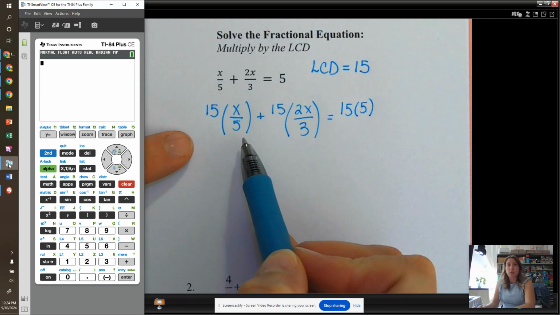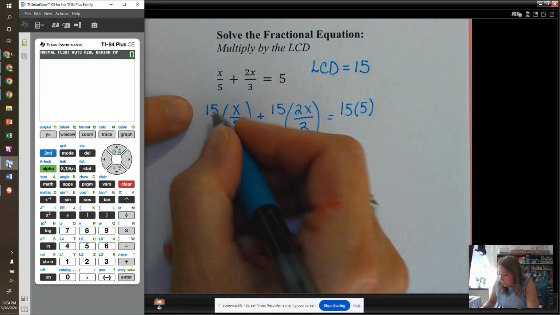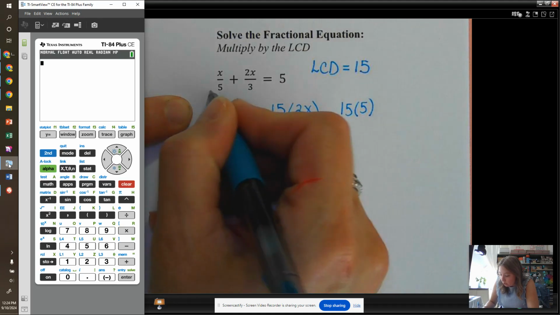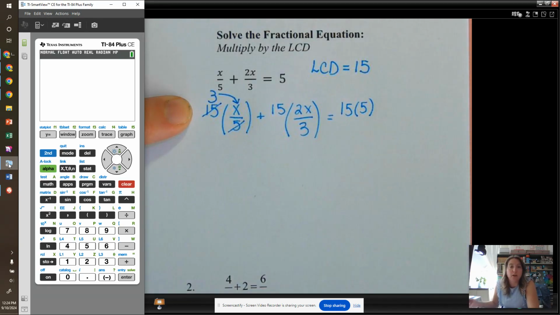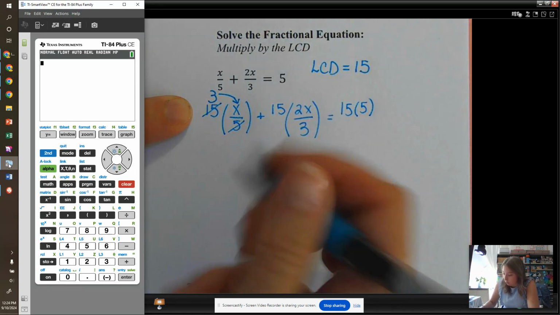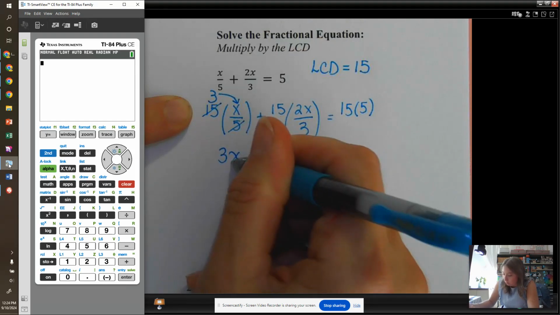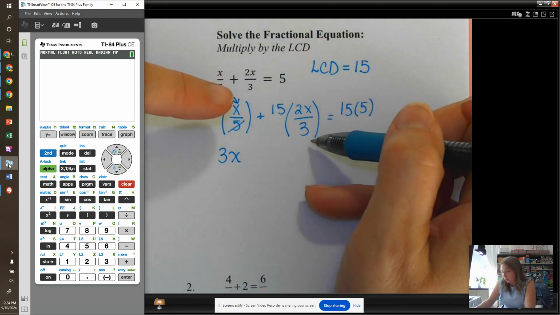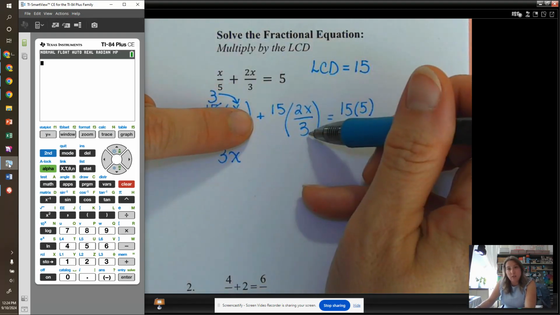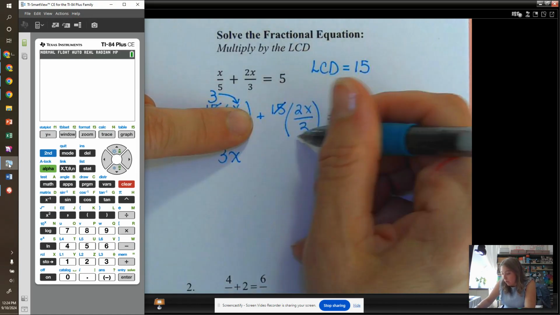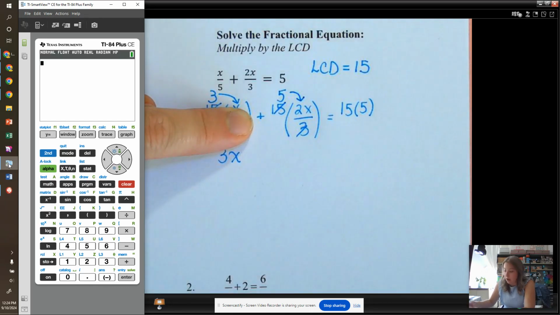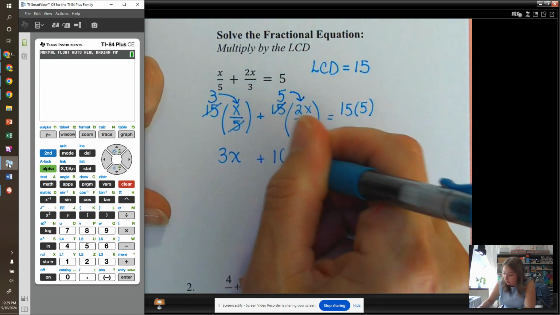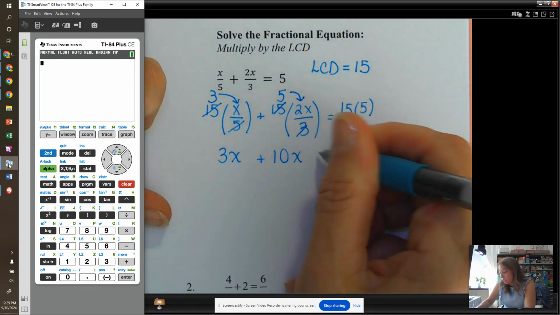In the front of this, 15 over 5 cancels out to a 3. That's what gets multiplied through in the numerator. 3 times x is 3x. In the second piece, you've got 15 divided by 3. That cancels out to a 5 left over. 5 times 2x, bring down a plus 10x. Bring down your equal sign.